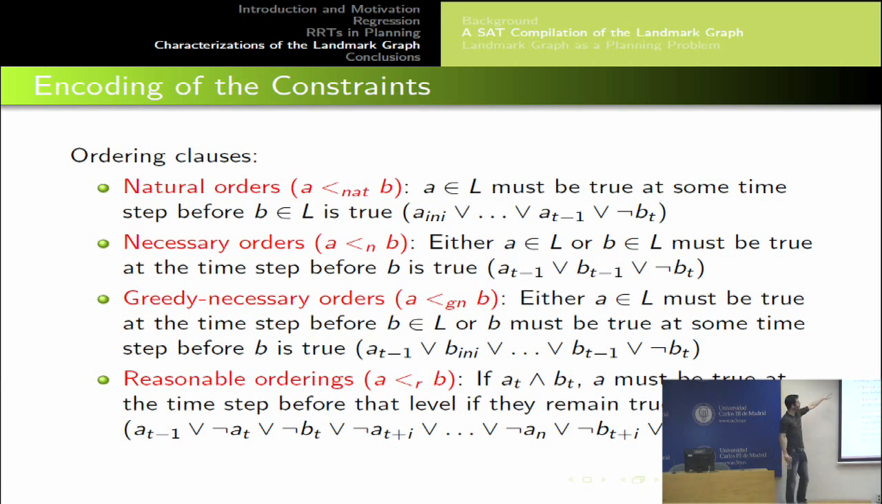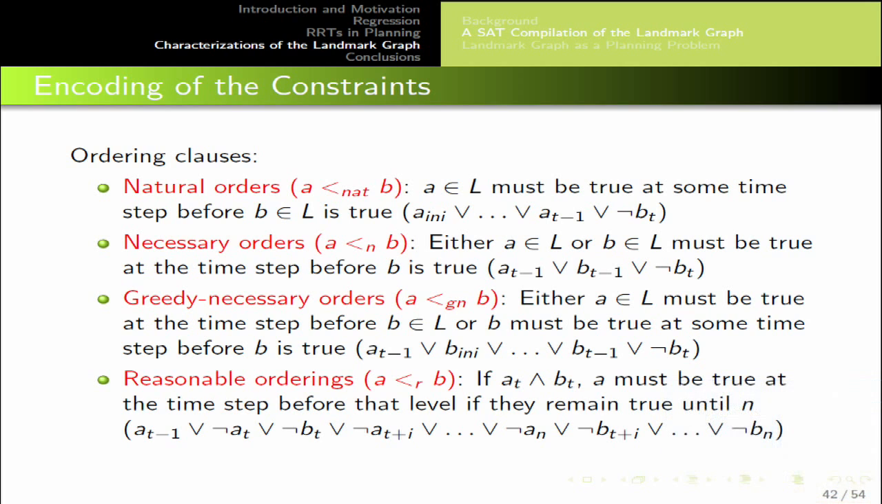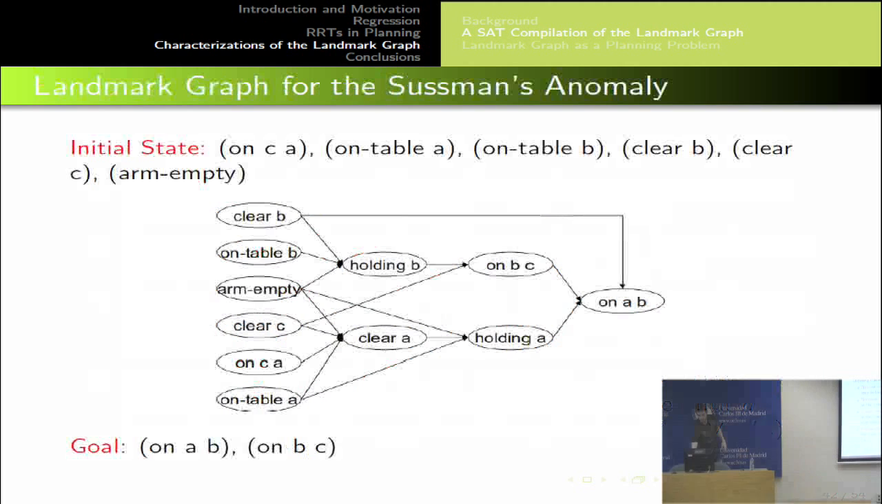Now, these ordering clauses are obtained from the landmark graph. These are all the precedence constraints. I'm not going to go into detail, but you should know that if some landmark must be achieved before another one, this is the kind of clause you should use before encoding it into a SAT instance, right? So if we go back to our example here, the Sussman anomaly, I have put the landmark graph this way.